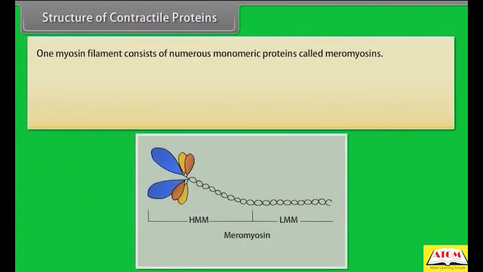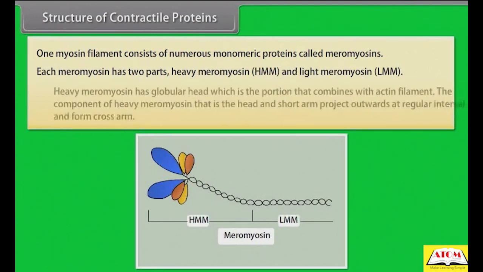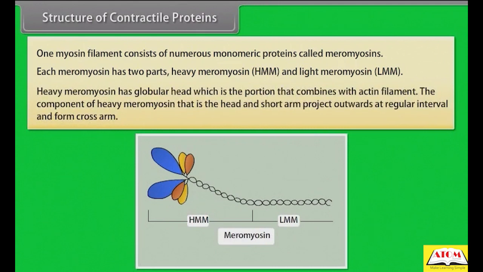One myosin filament consists of numerous monomeric proteins called meromyosins. Each meromyosin has two parts, heavy meromyosin, HMM, and light meromyosin, LMM. Heavy meromyosin has a globular head, which is the portion that combines with actin filament. The components of heavy meromyosin, that is the head and short arm, project outwards at regular intervals and form the cross arm.